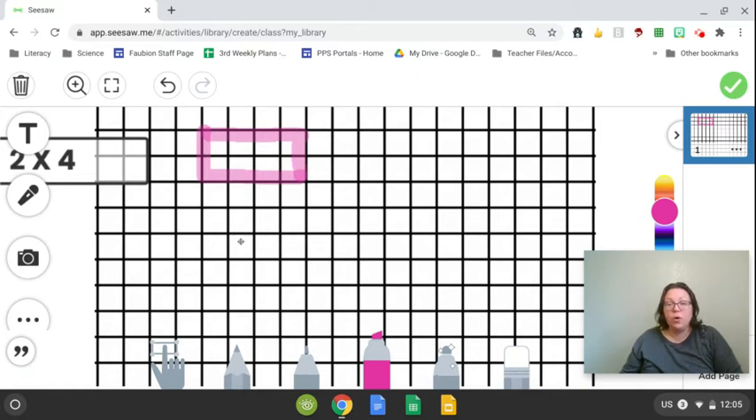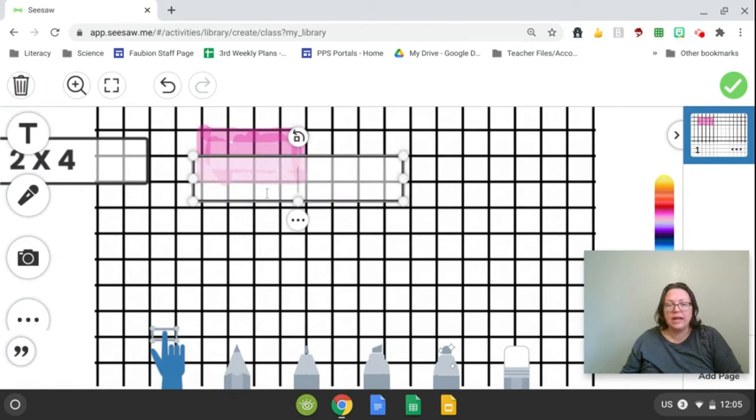And so the total would be 8. I'm going to go ahead and color it in just because I can. So 1, 2, 3, 4, 5, 6, 7, 8. So I know that 2 times 4 is 8. Well, we can use what we know about this to solve more complicated problems.